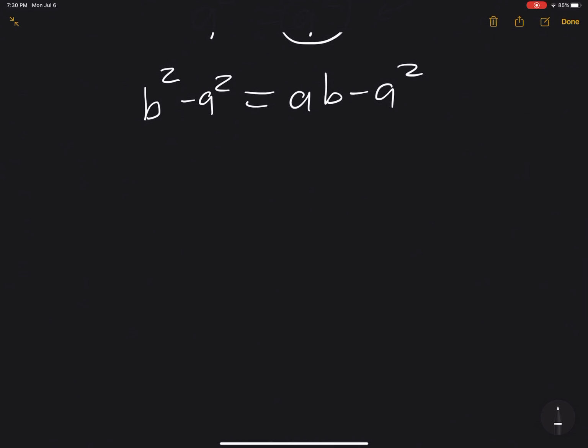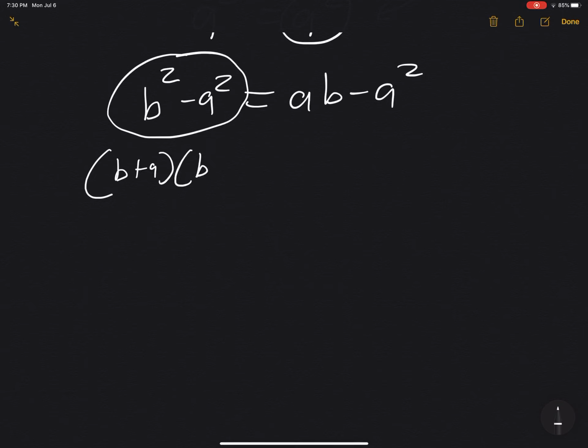And you might recognize the left side of this equation. This is something that you see a lot when you're first learning how to factor, because it's a rule. It's set up for the rule that when you have 2 things squared, subtracted from each other, like b squared minus a squared, you can separate them like this. You can say this is equal to b plus a times b minus a.